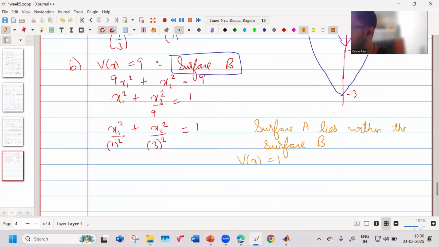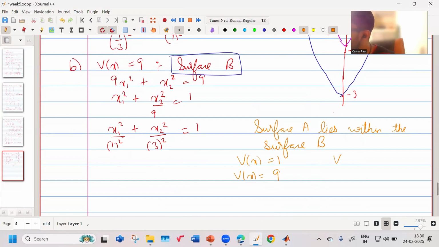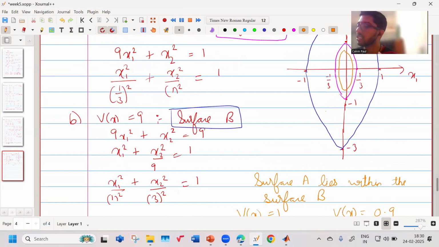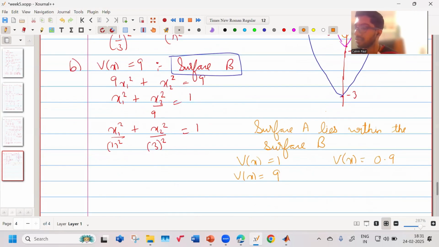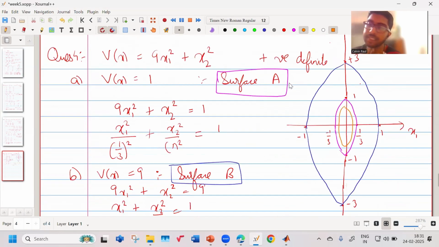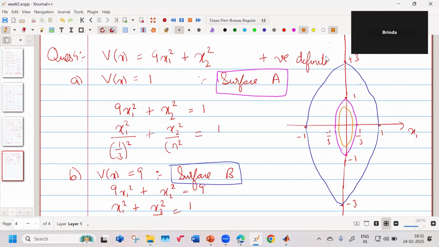And so what it means is that v of x equal to 1 is surface A, and v of x equal to 9 is surface B, right? So when v of x is less than something, it will be within that surface. So if you have v of x equal to 0.9, it will be like the smaller one. It will be something smaller. Okay. So those are within this bigger surface. Okay. So this is useful when you will be considering stuff regarding Lyapunov stability. So are there any queries till this point?